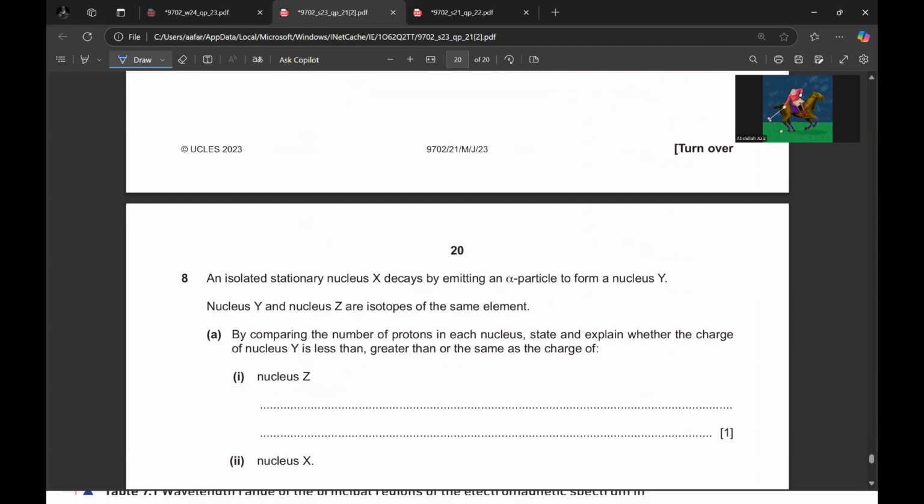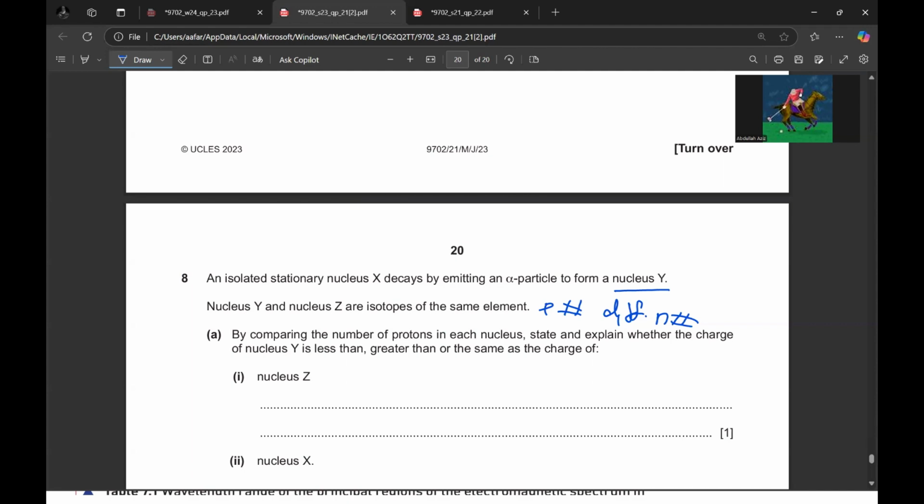An isolated stationary nucleus X decays by emitting an alpha particle to form a nucleus Y. Nucleus Y and nucleus Z are isotopes of the same element. Okay, so basically they have the same proton number, but different neutron number. By comparing the number of protons in each nucleus, state and explain whether the charge of nucleus Y is less than, greater than, or the same as the charge of nucleus Z.